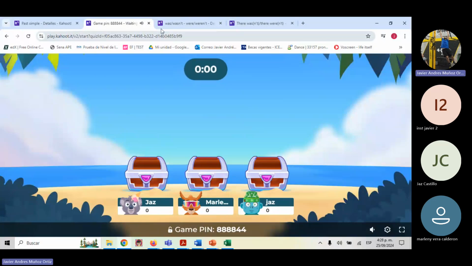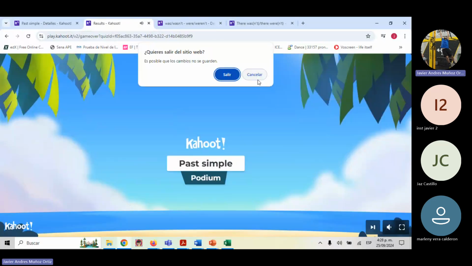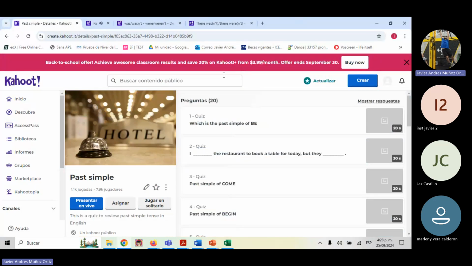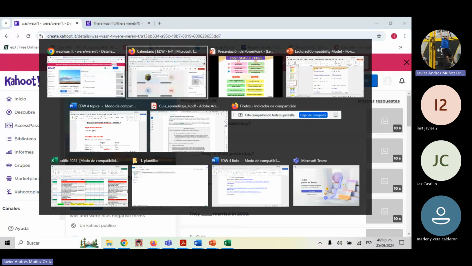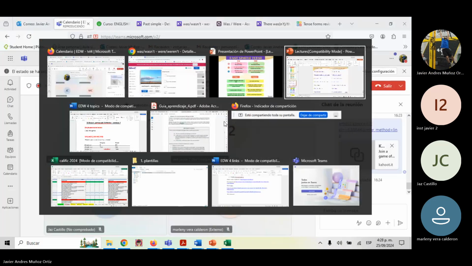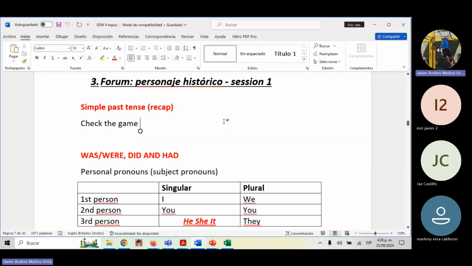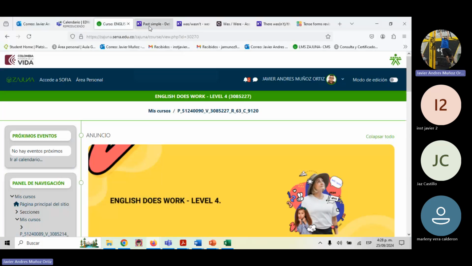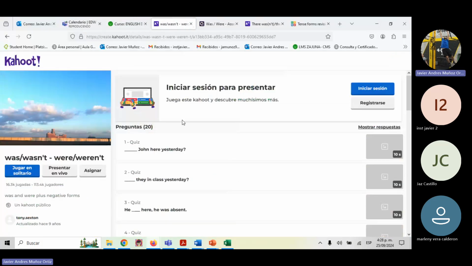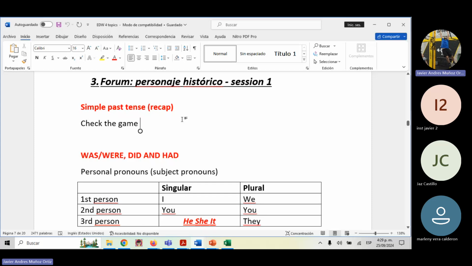Okay, and that's it. We don't need to check the podium for obvious reasons, but we can continue checking the information in here. So, this is the recap of simple past tense, the recap we needed to do last week. Do you remember that we wanted to do this recap? We have already done it. Now let's begin with today's session because this is something that we have already studied, so this is not new for you.